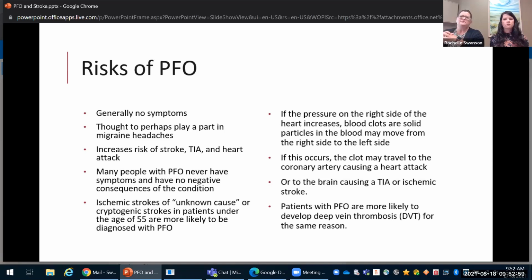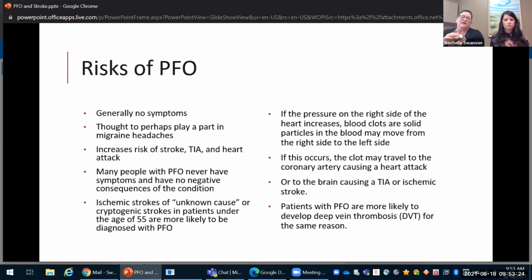So if the pressure on the right side of the heart increases, blood clots or solid particles from the blood may move from the right side to the left side, as I mentioned a moment ago. When this occurs, the clot can travel to the coronary artery, causing a heart attack, or it can travel through the aorta into the MCAs, your cerebral vessels, causing either a TIA or ischemic stroke.